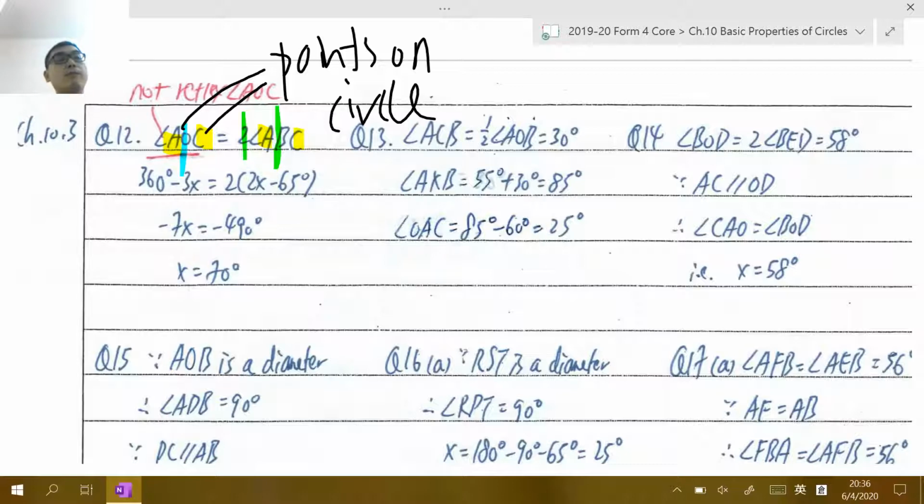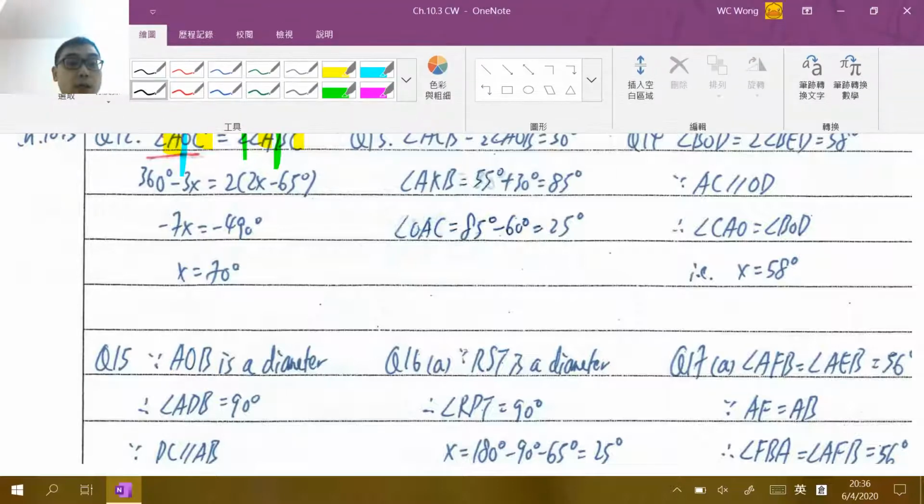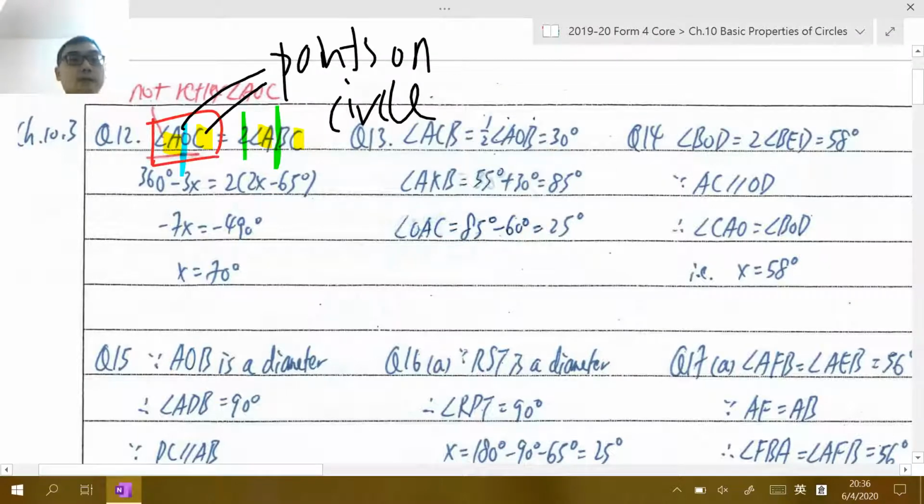First of all, look at the figure to see whether the points are on the circle. If yes, then you can seek the angles to see whether we have the relation. Also, you have to understand that here we should write AOC, not the reflex AOC, because AOC and reflex AOC are different angles. Reflex AOC is larger than AOC, since the reflex angle should be more than 180, but the one we are finding is less than 180. So you should write 360 minus 3x by angles at a point.